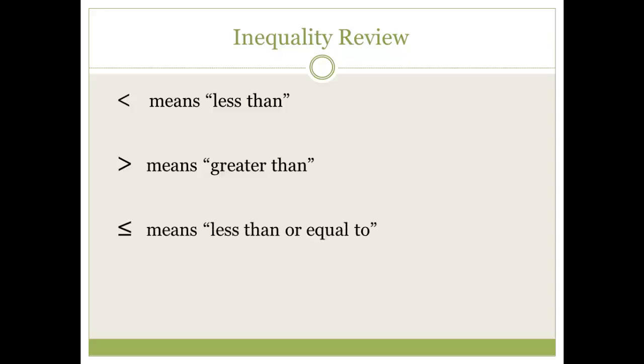Now, let's move on to inequalities. Here's a quick review. Remember, the arrow pointing to the left means less than, and the arrow pointing to the right means greater than. If you see a little line underneath the arrow, it adds equal to. For example, this symbol means less than or equal to, and then that would mean that this symbol means greater than or equal to.